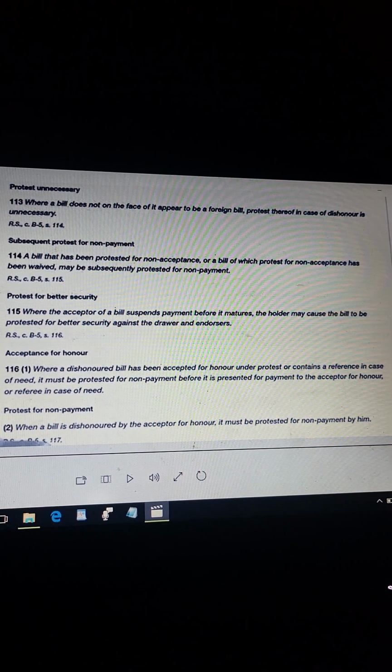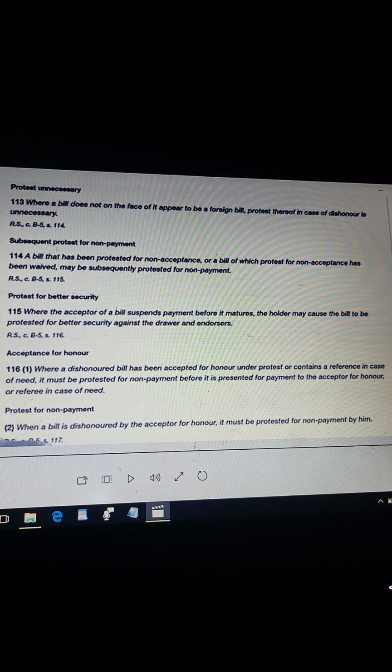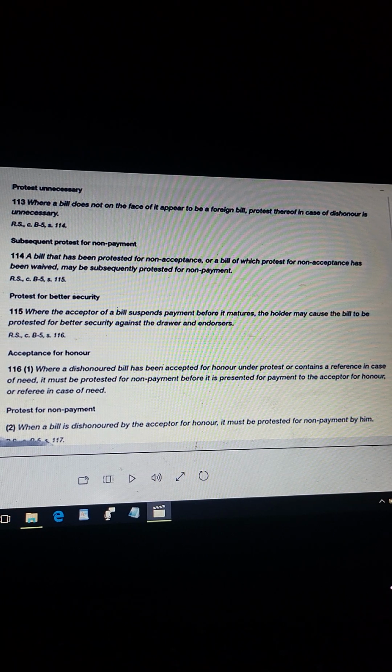Protest for better security. 115. Where the acceptor of a bill suspends payment before it matures, the holder may cause the bill to be protested for better security against the drawer or endorsers.